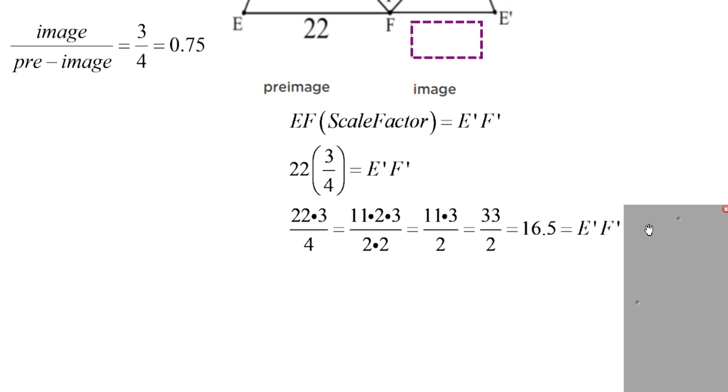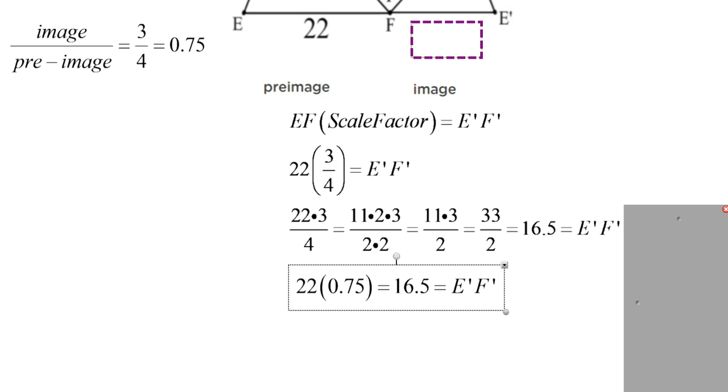That would be the length of E prime F prime. Now, if you just grabbed your calculator and took 22 times 0.75, or just 22 times 3/4, you ended up with the same result of 16.5.